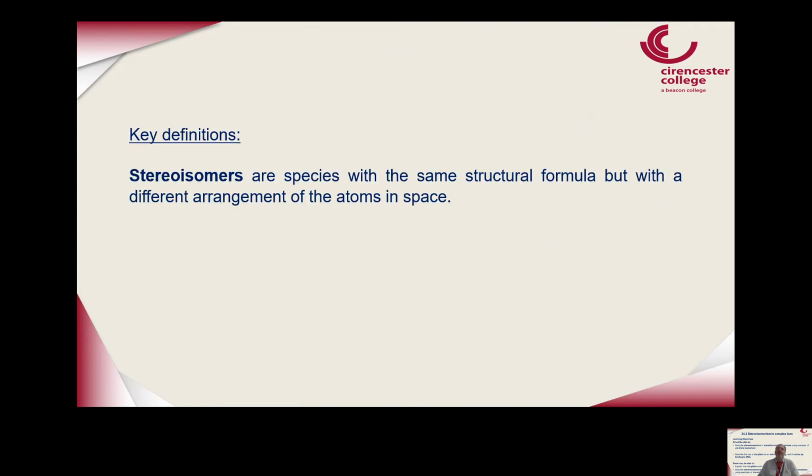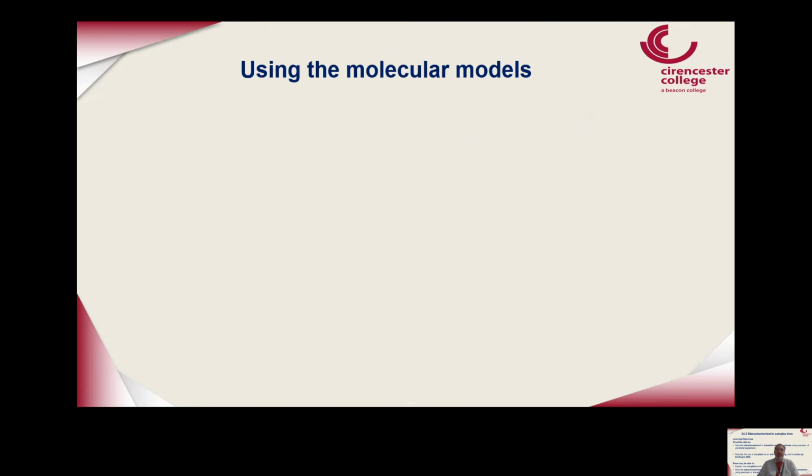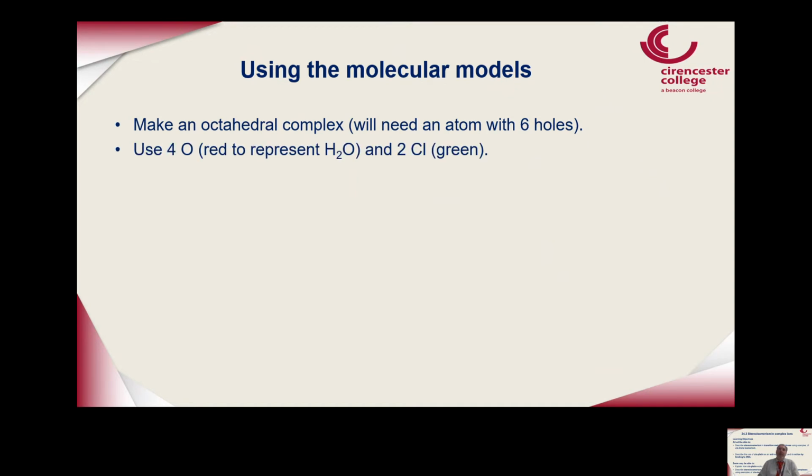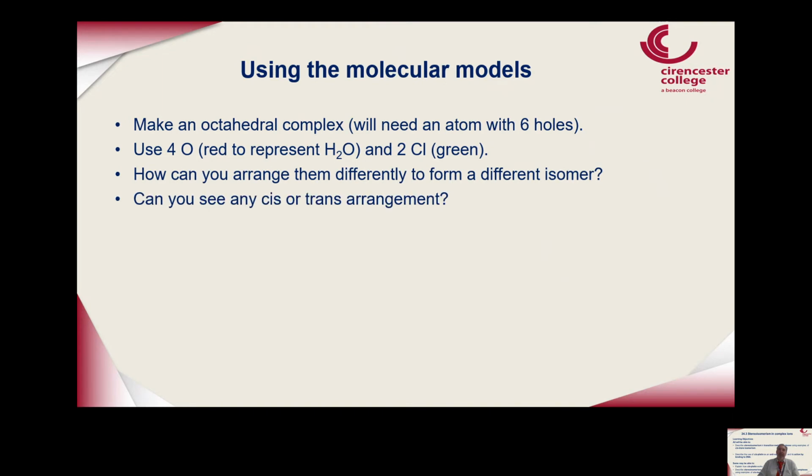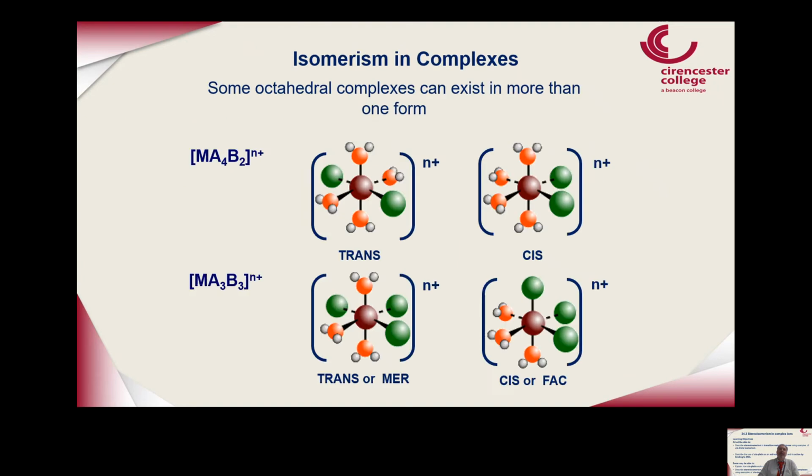So we've got stereoisomers. It's the same structural formula, but a different arrangement of atoms in space. Using the molymod kits, we're going to make an octahedral complex, and we'll use red to represent water, and green for chlorine. How can you arrange them differently to form a different isomer? Can you see any cis or trans arrangement? Draw in 3D what you make.